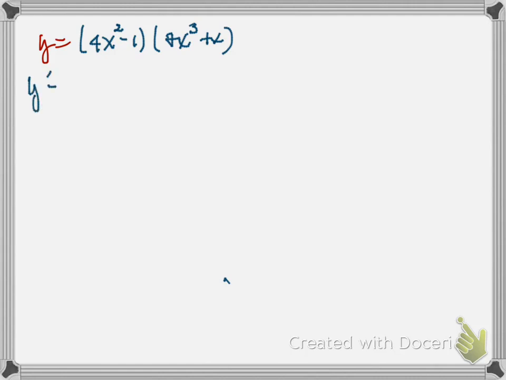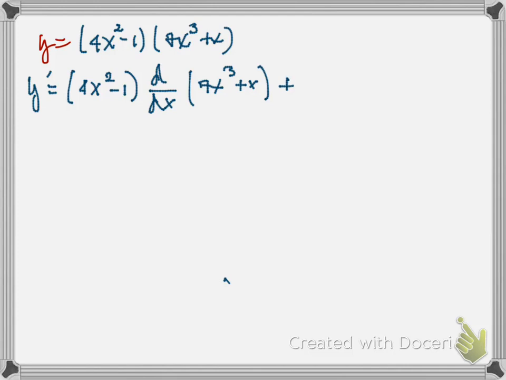The product rule reads, we're going to take the first term, 4x squared minus 1, times the derivative of the second term. Again, I'm not taking any derivatives now. I'm just filling into the formula. So the derivative of 7x cubed plus x plus the second term times the derivative of the first term.